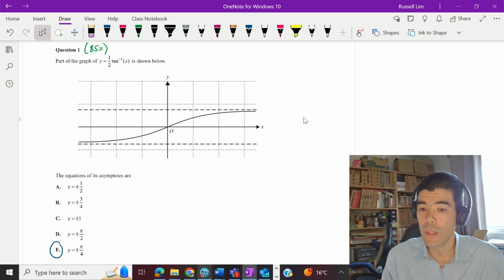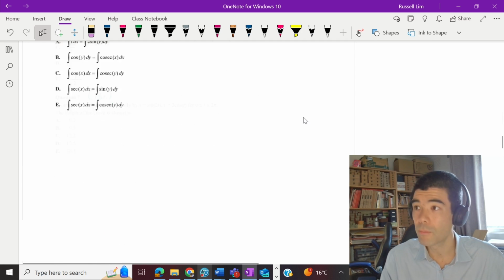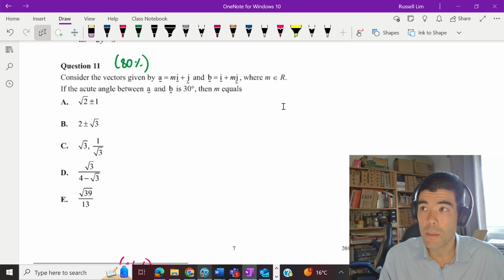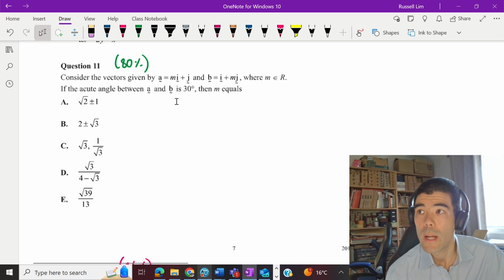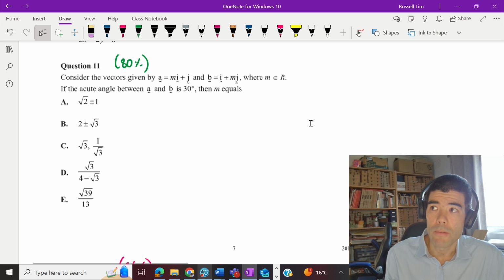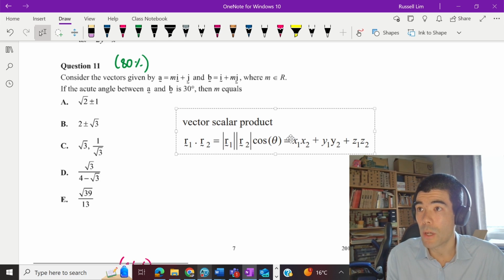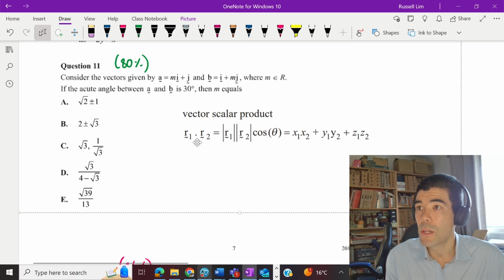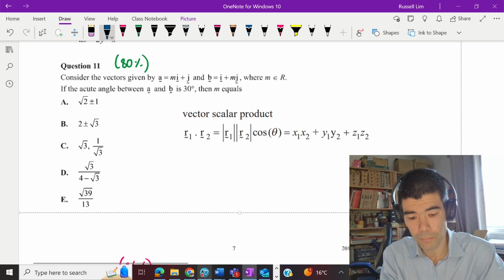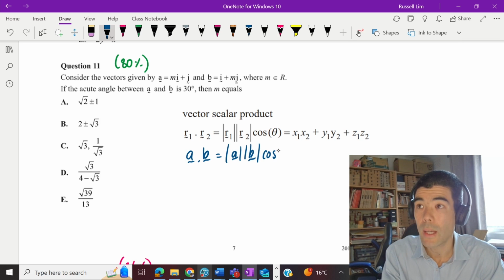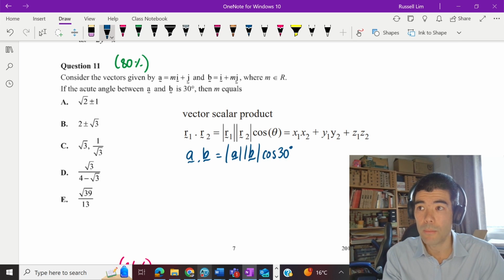So the next question we'll look at is question 11. This one, I was surprised actually how well this was done. So consider the vectors given by A and B. The acute angle between A and B is 30 degrees. Find m. Have a think about it if you like. The way we want to do it is apply the scalar product formula. So we know A dot B is equal to length of A times length of B cos theta. And we know theta is 30 degrees.